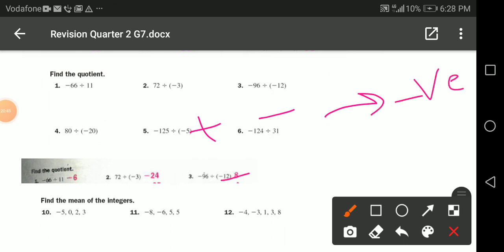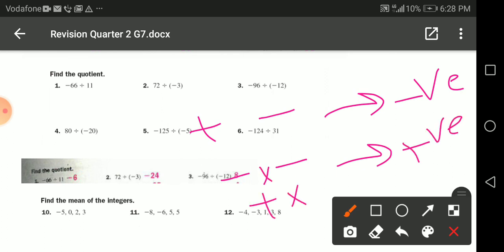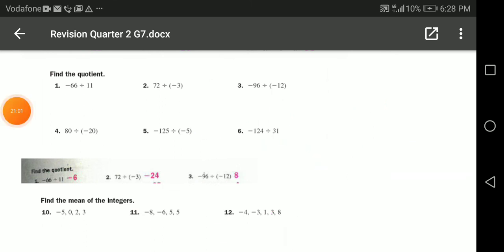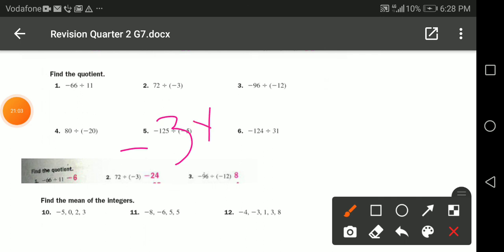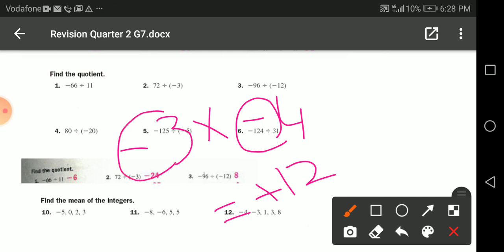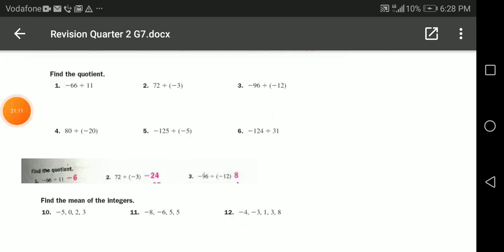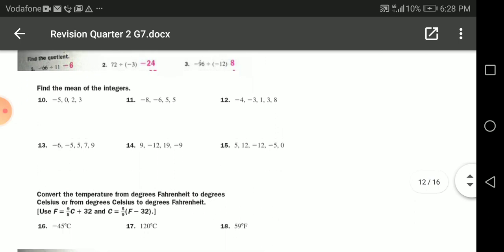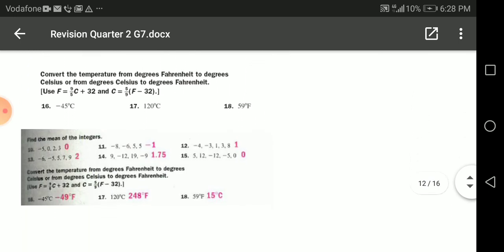Okay, if I have the same sign, two negatives gives me positive, two positives multiplied or divided by each other give me positive. So the same sign gives me positive, different signs gives me negative. If I say negative 3 multiplies negative 4, the answer is positive 12. Two same signs. If I say negative 3 multiplies 4, negative 12. The same as also the division.